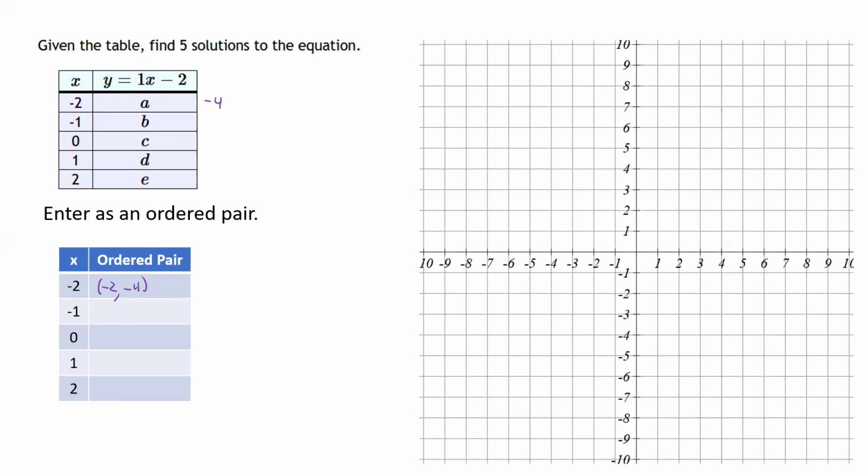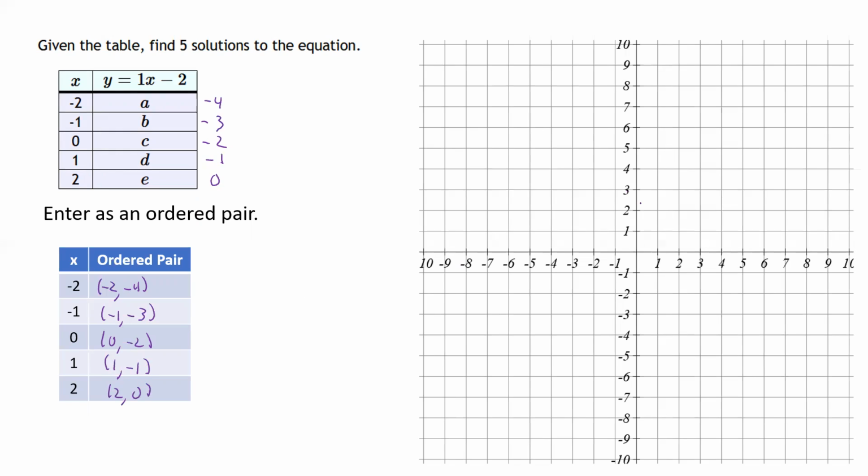Now we plug in a negative 1. Negative 1 times 1 is negative 1. Minus 2 more is a minus 3. So that gives us minus 1, minus 3. Now if we plug in 0, that's 0, and we just get minus 2. So then we get 0, minus 2. Now if we plug in 1, 1 times 1 is 1, minus 2, that's minus 1. So we get 1, minus 1. And finally, if we plug in 2 here, that's going to be 2 times 1 is 2, minus 2, that is 0. So we get 2, 0.